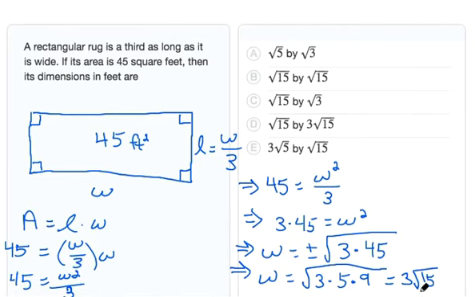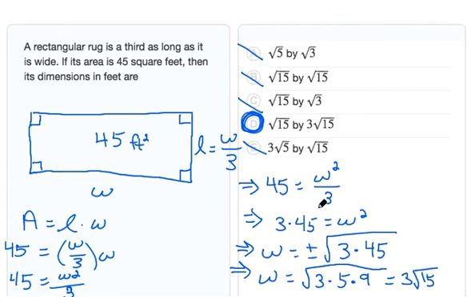So looking at our answer choices, this is actually the width, so that means that's one of our dimensions. So this means automatically we can rule out answer choice A, B, and C. We can also rule out E, since we don't have any other dimensions that have a 3 square root of 15 as one of the dimensions here. So our final answer is answer choice D, and we don't actually need to find our length.